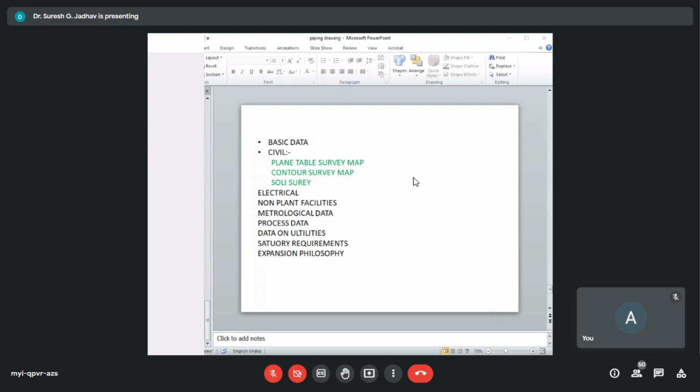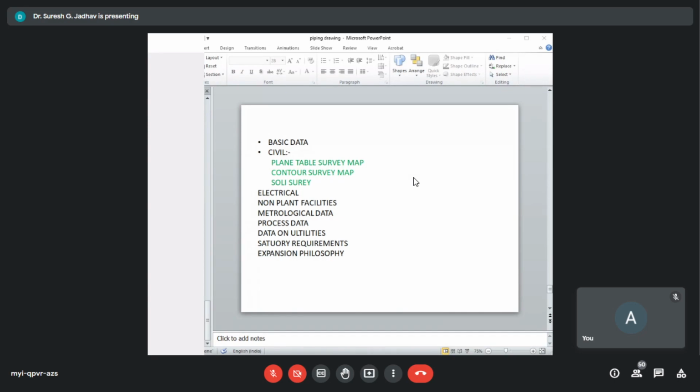Knowledge of the type of plant, whether it is to be located indoors or outdoors, or the extent of enclosure required. Sequence of process flow to locate the process units in the proper manner. Hazardous nature of the plant, to keep proper inter-unit distance and work out the fire water storage problems.